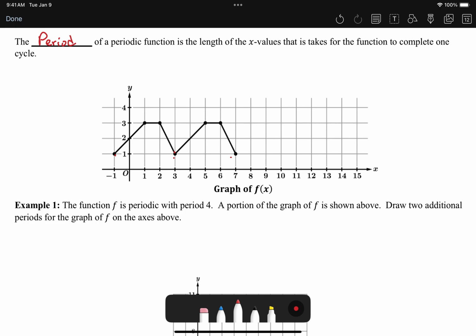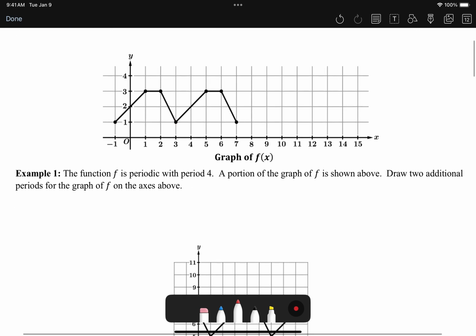Now we're supposed to draw 2 additional periods for the graph. Well, that's not hard. I know that I've got to go 2 over, 2 up, then 1 down, 2 over, 2 up, then 1 down, and then I can just put those in there. There you go. Hopefully yours is better than mine.